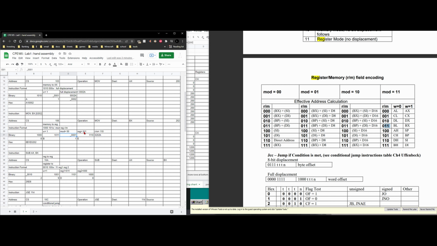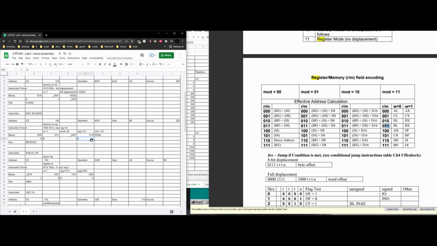So we have 00, we then put our register with it. So that means we have 0001. The 1 from here comes here first, and then we're going to have 1110. And that gives us an 8, a B, a 1, and an E.